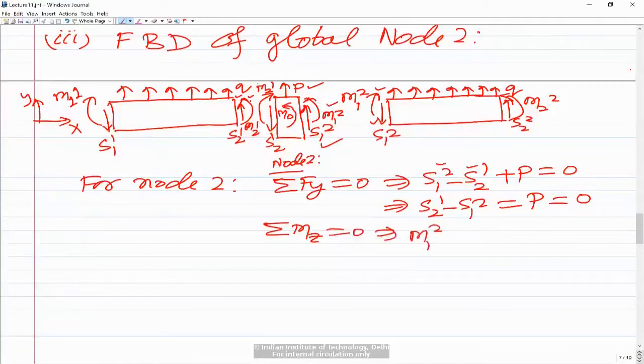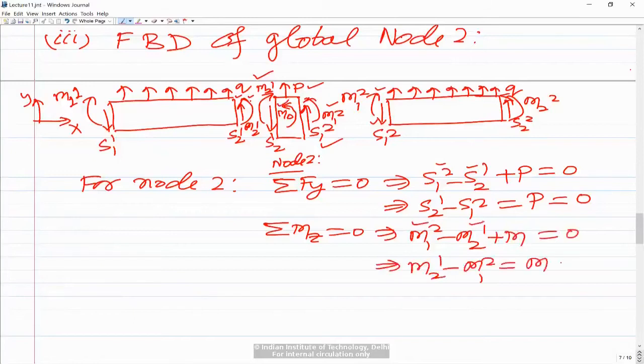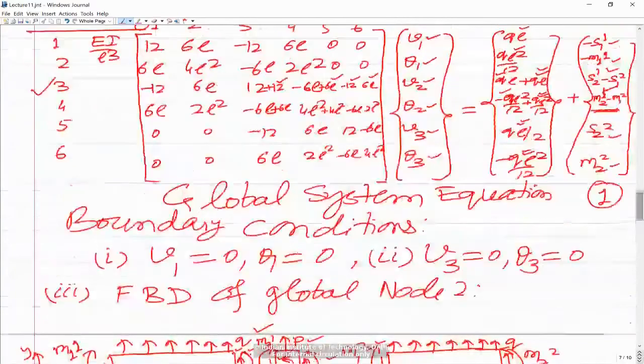This is the moment about the negative z axis, so minus M21, and then plus M. So this is equal to 0, and if you take these two to one side, you can write M21 minus M12 is equal to M, and for the given problem this M is equal to 0, so we get M21 minus M12 equal to 0. So finally we got S21 minus S12 equal to 0, and M21 minus M12 equal to 0. That is what we have over here.